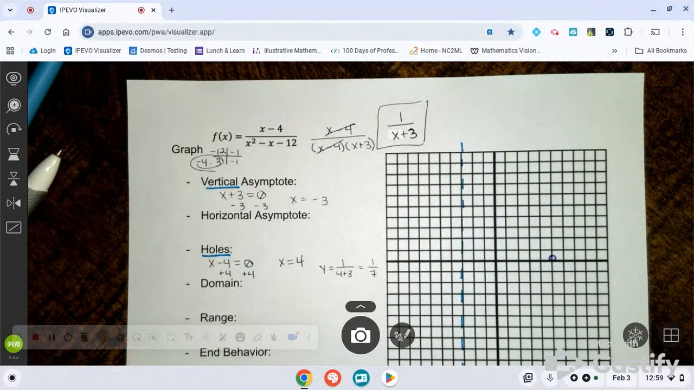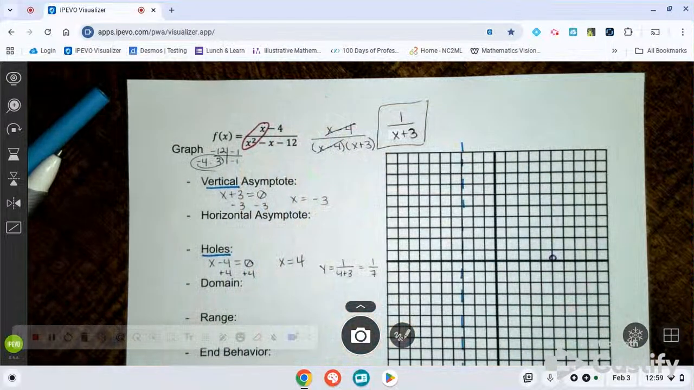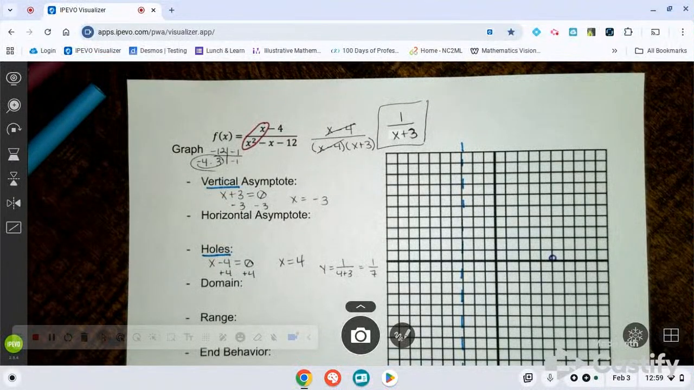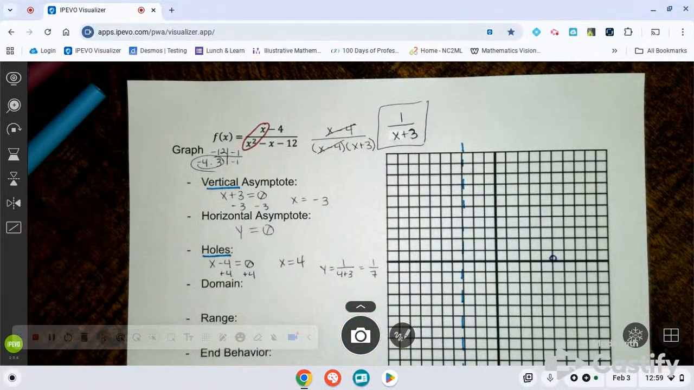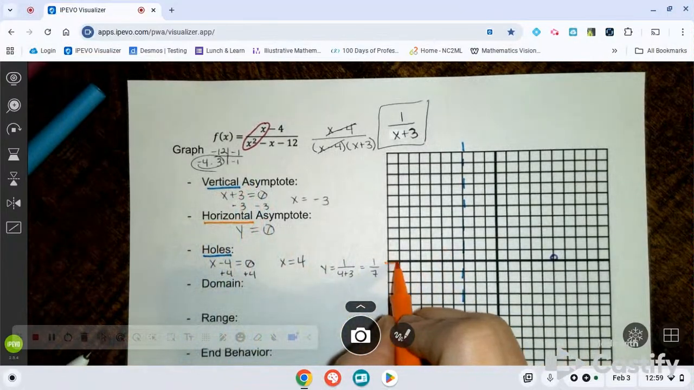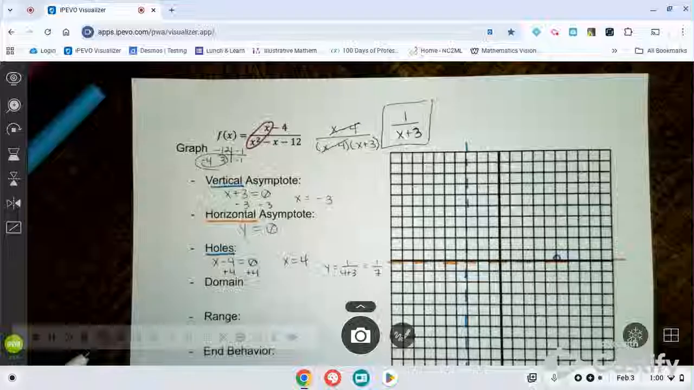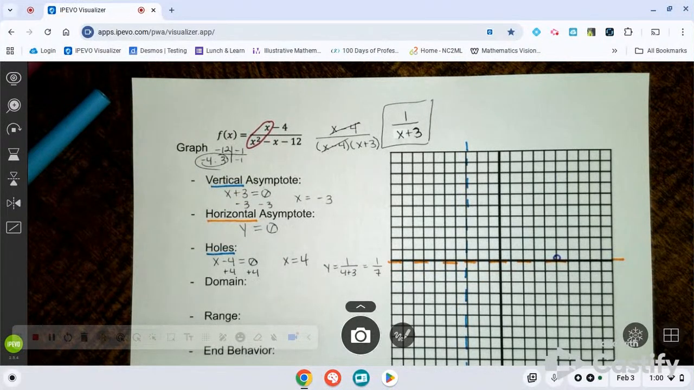And then horizontal, I'm going to look at what's happening with these leading terms. So the bottom is bigger. So again, in this case, we are also going to have a horizontal asymptote that is still y equals 0, because if the denominator exponent is bigger, our asymptote horizontally is y equals 0.